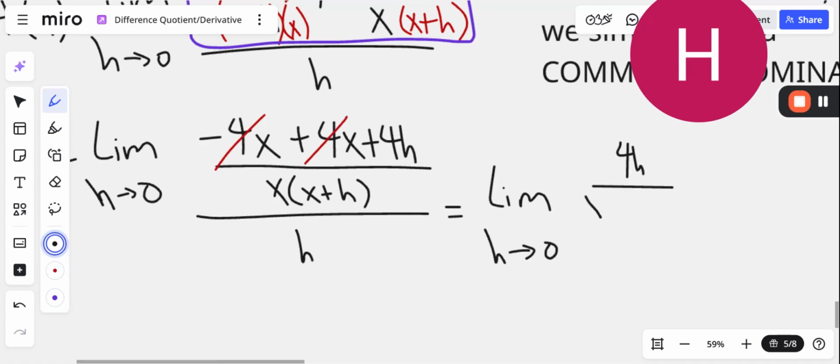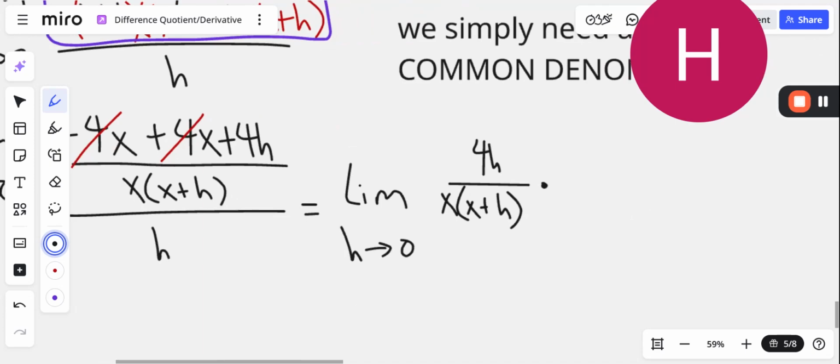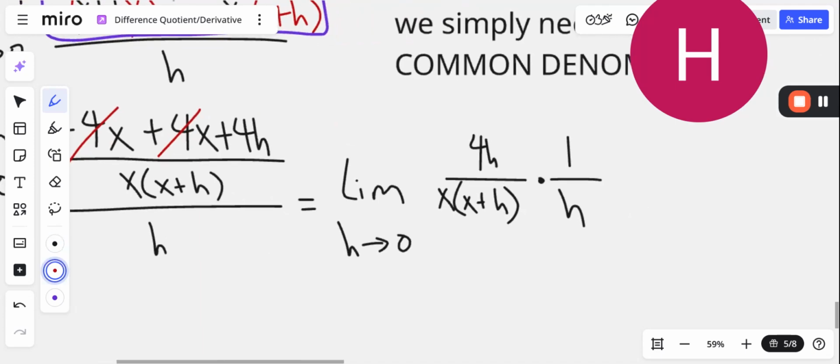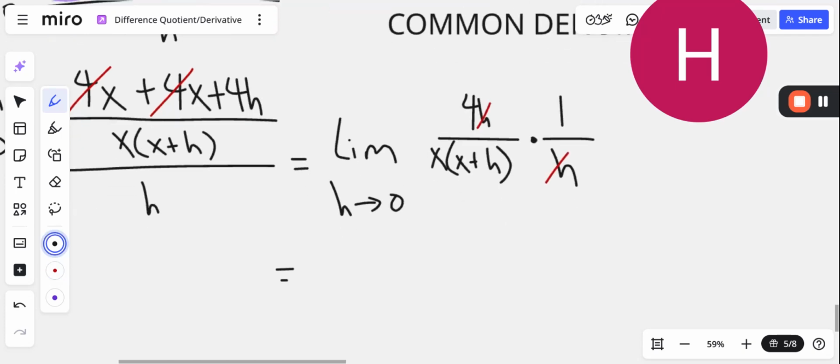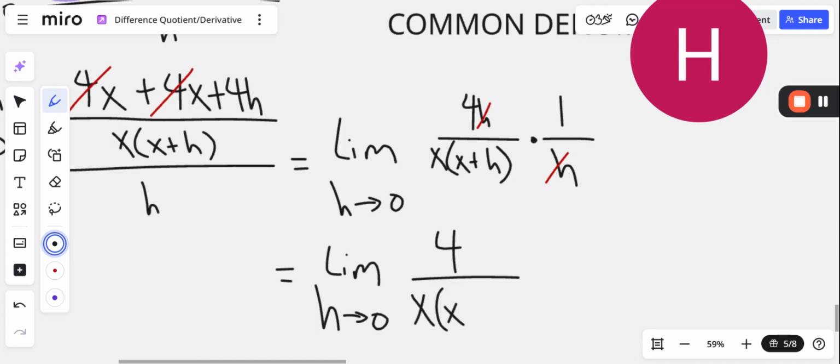4h over x times x plus h. And then I'm going to take that bottom h here. I'm just going to flip it so that it doesn't look like a fraction on top of another fraction. And voila. We see that the h's are going to cancel there. So the goal in a lot of these situations is just to cancel that pesky problematic h. This is going to be x times x plus h.